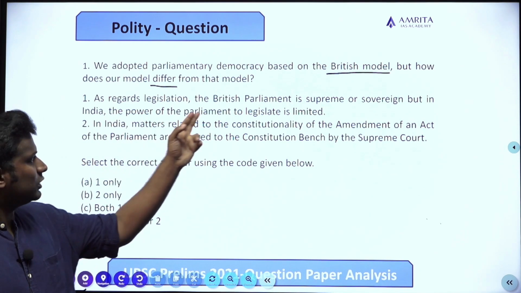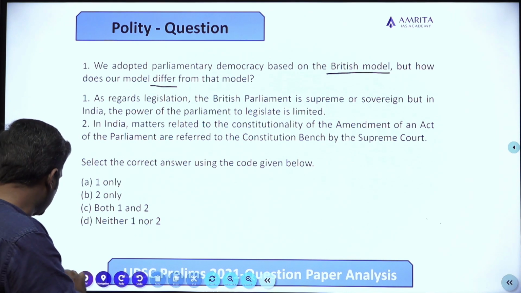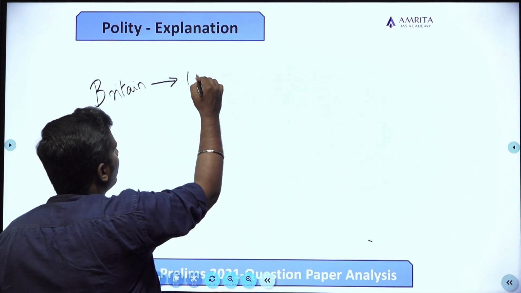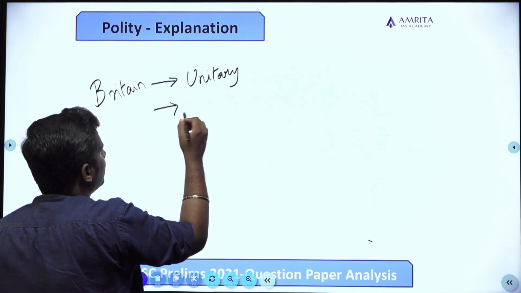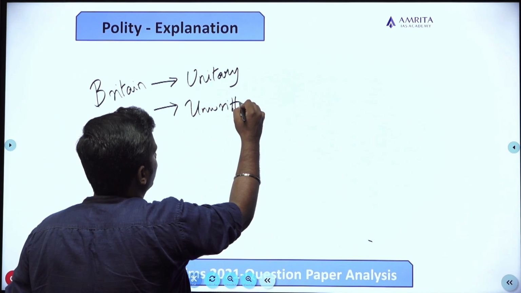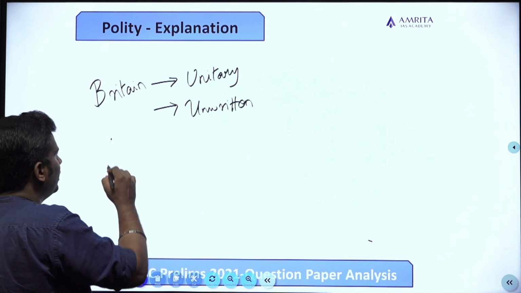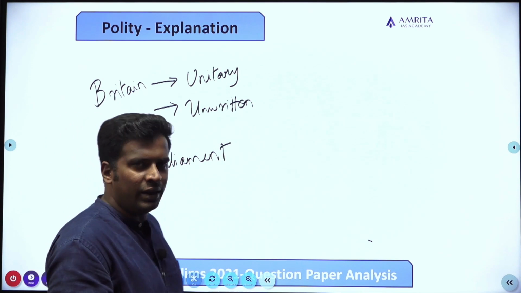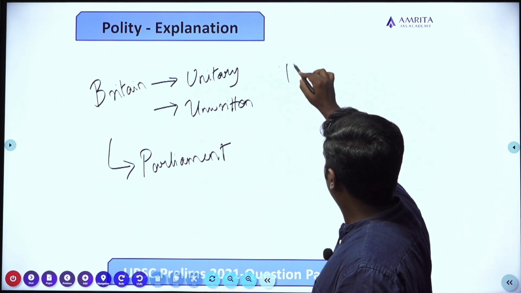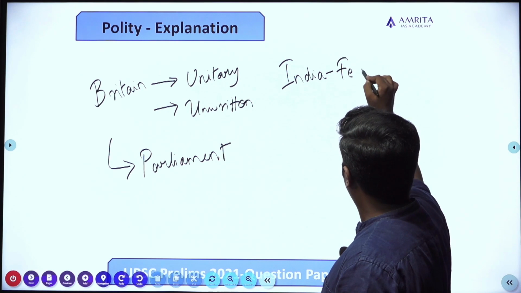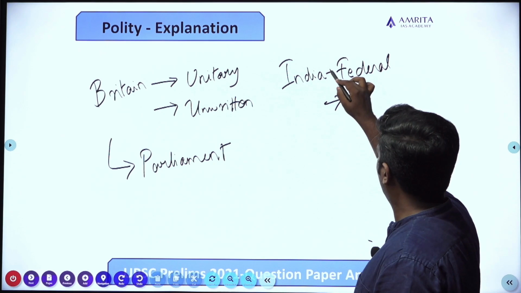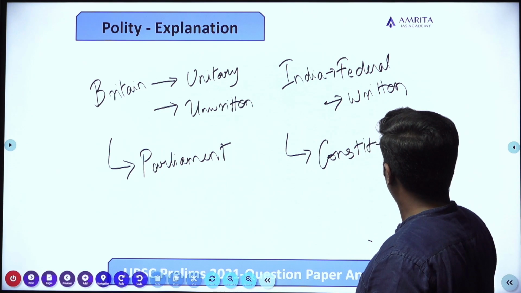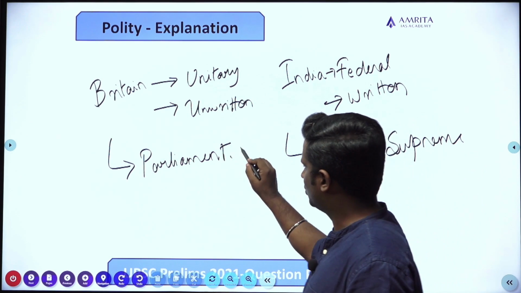So, they are saying, with regards to legislation, the British Parliament is supreme or sovereign, but in India, the power of the Parliament to legislate is limited. Why? In Britain, they have a unitary form of government. They also have an unwritten constitution. So, you will be learning about this in the basics of polity, that in this the Parliament is supreme. But whereas in India, it's not like that. India has a federal structure. We have a written constitution, and here the constitution is supreme.